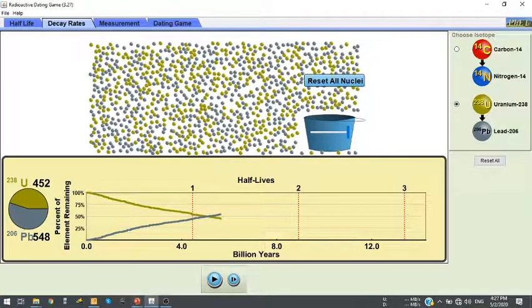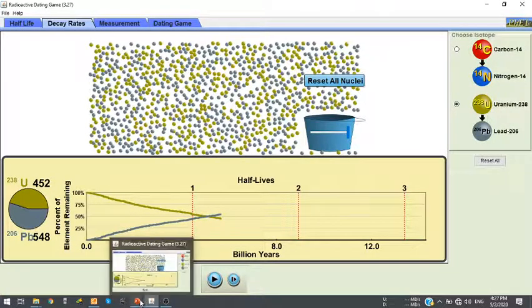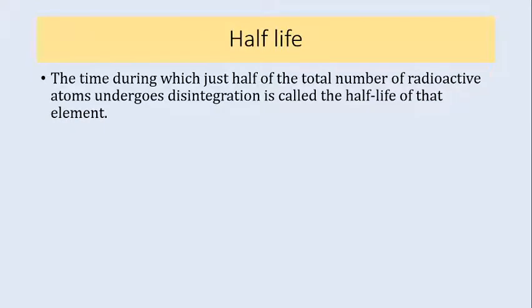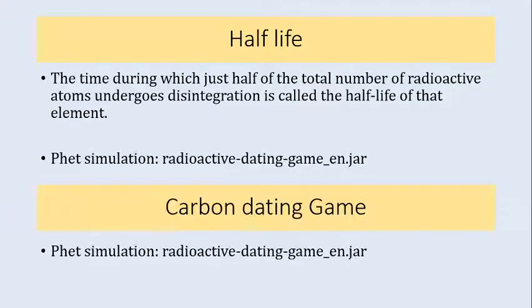So now we will consider how carbon-14 can be used to determine the age of any fossil.